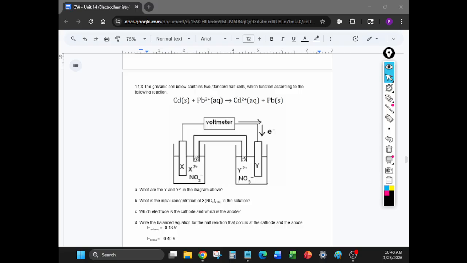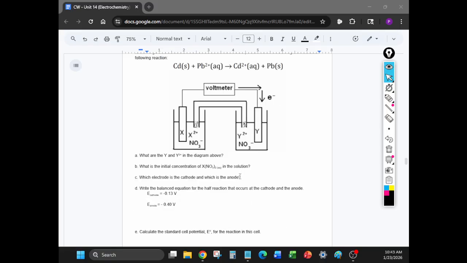Okay, so with that being said, I want you to pause the video and try this problem right here, 14.8. You got a galvanic cell, and it gives you this information. See if you could pause the video and try this on your own.